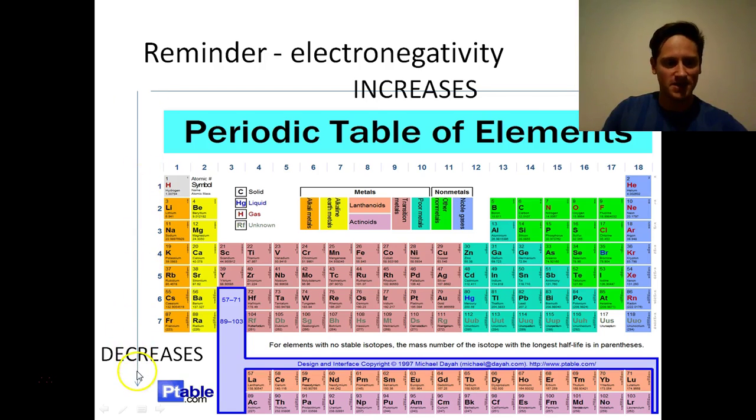Electronegativity decreases as you move down the periodic table. So if we look at group 1, hydrogen, lithium, sodium, potassium, rubidium, electronegativity would decrease there. So all the way down the bottom, francium, that has the lowest electronegativity out of all of the elements.